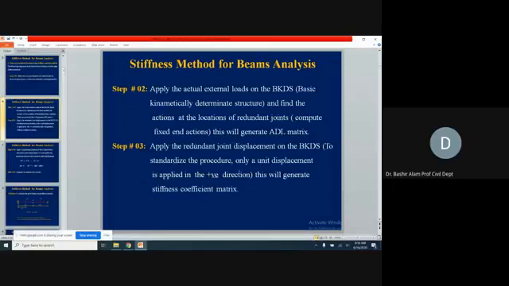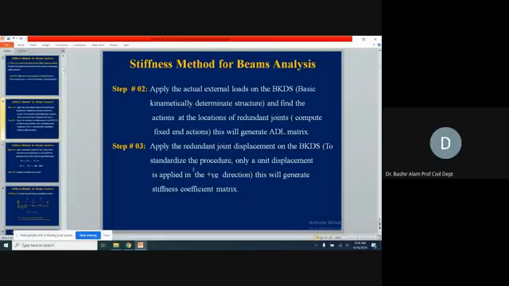Now two things are left in the equilibrium equation. One is the unknown joint displacement, so we cannot find it at this stage. And one is the stiffness coefficient matrix. So in step number 3, we will try to generate the stiffness coefficient matrix.